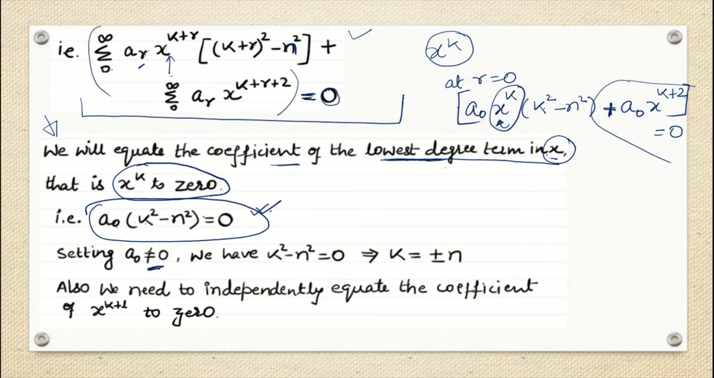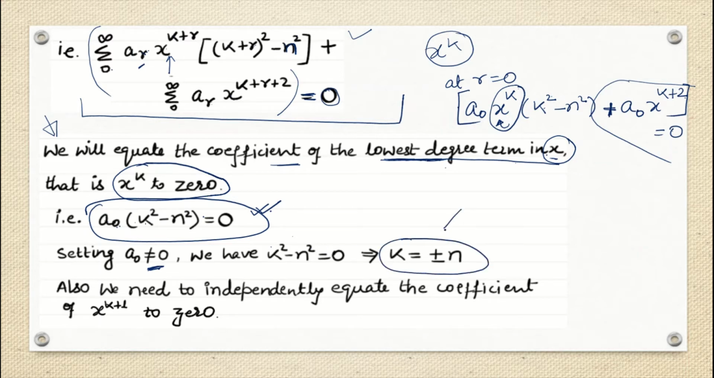So in that case, what will happen? See, there will be two cases, right? Either a naught is 0 to satisfy this equation, or k square minus n square is 0. But I'm saying that I'm not making this coefficient a naught 0. So my k square minus n square will be 0. And this only I have accepted, that yes, this term k square minus n square is 0, and then I'm writing down k is plus minus n. Is that okay? So my k is plus minus n.